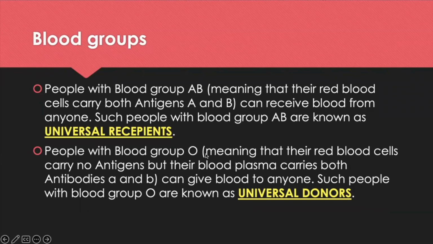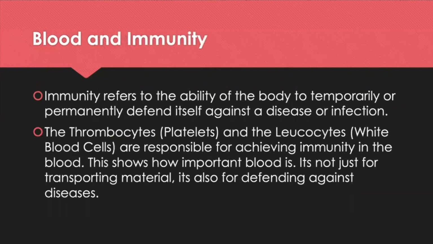But people with blood group O, meaning that their red blood cells carry no antigens, but their blood plasma carries both antibodies A and B, can give blood to anybody. Such people with blood group O are known as universal donors. So once again, blood group AB means that you are a universal recipient. Anybody could give you blood. And blood group O means you're a universal donor, meaning you could donate blood to anybody. All right, very, very important.